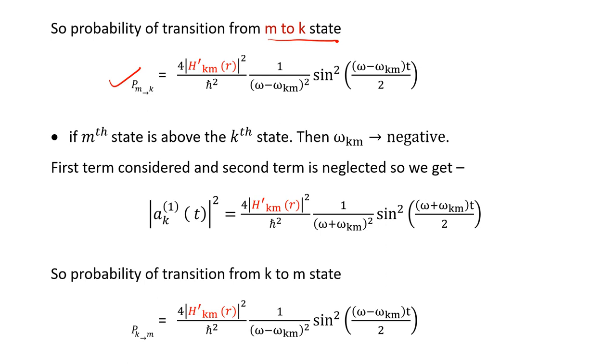Now take second case, if mth state is above the kth state, then omega km is negative, and then we consider only first term and separating into sine and cos, so you will get this. Thus the probability of transition from kth to mth state is given by this.